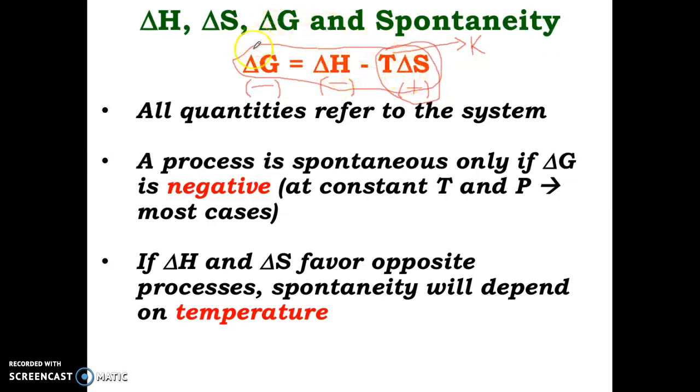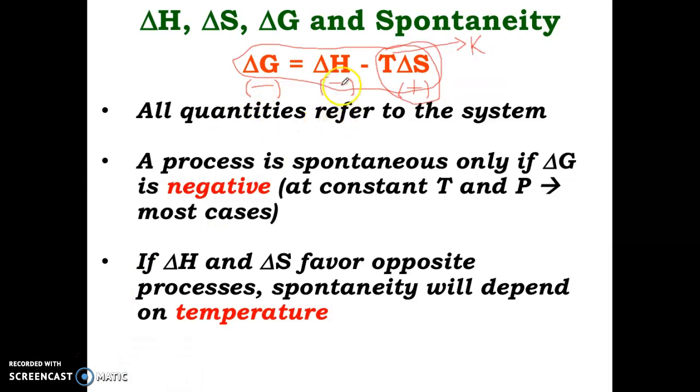A negative minus a positive is always going to be negative. So if I have a negative delta H, which is exothermic, and a positive delta S, meaning it's becoming more disorganized, the reaction is always going to occur. Delta G is always going to be negative. But it's not always going to be the case.